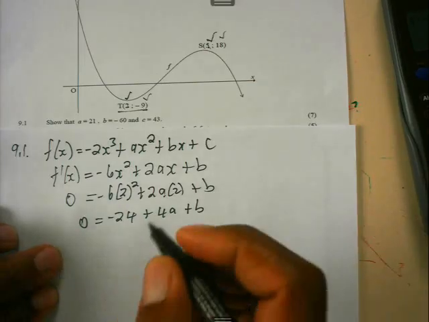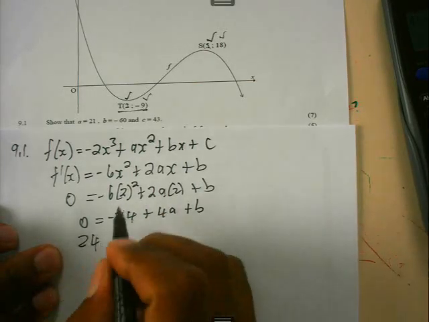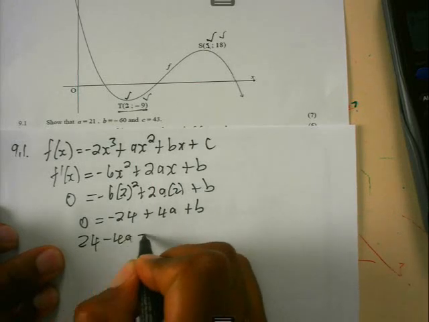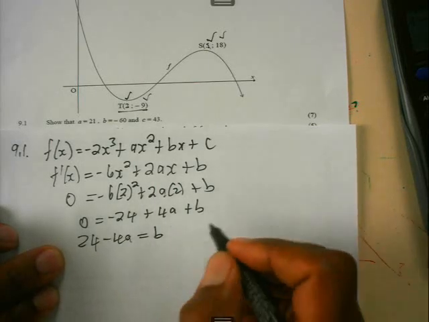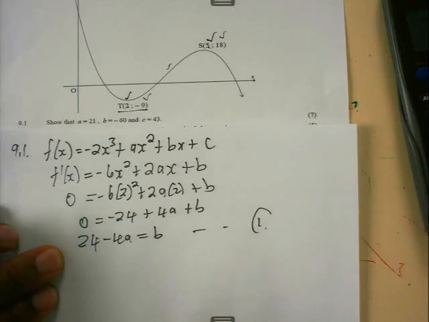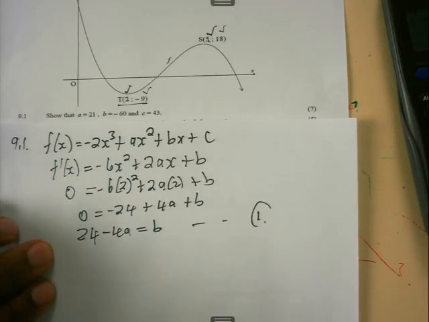Of course, from this one, that is 24. 24 minus 4a is equal to b. I can now say this one will be the first equation.